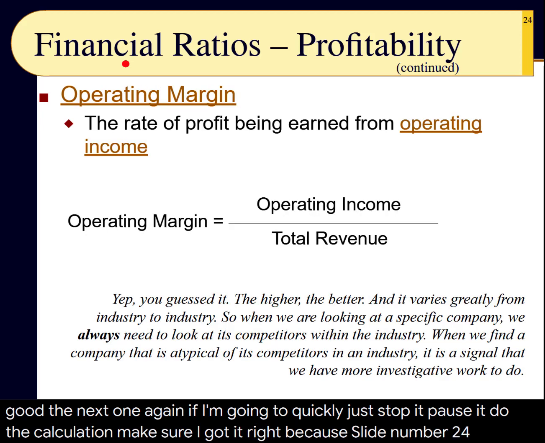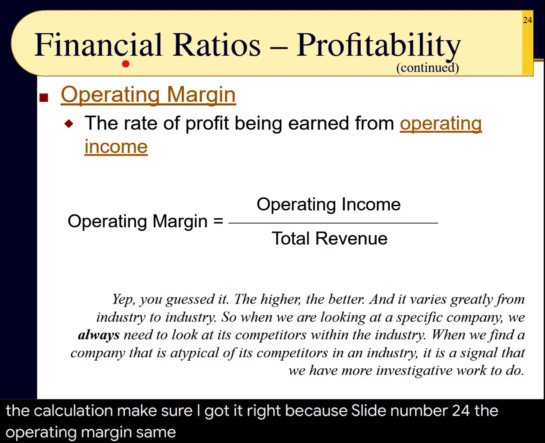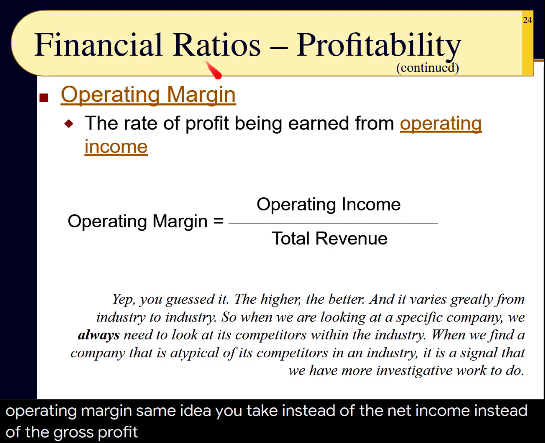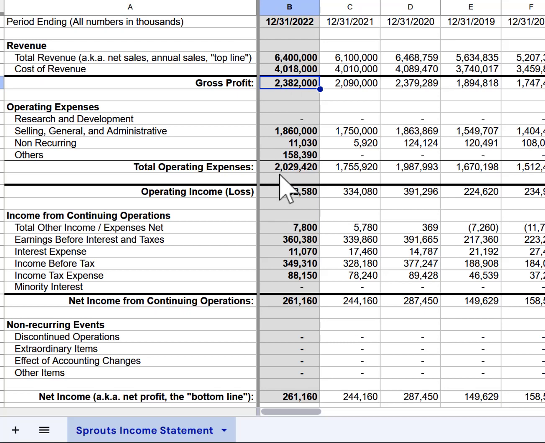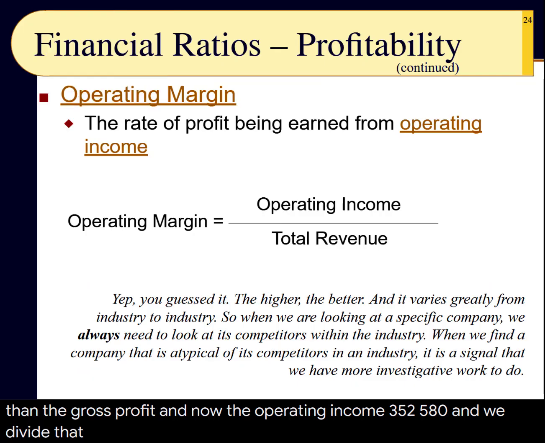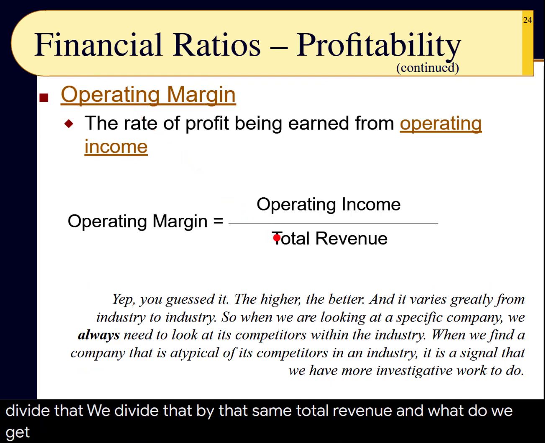Slide number 24, the operating margin. Same idea. Instead of the net income, instead of the gross profit, we take the operating income and divide that by the total revenue. So we go back to our income statement and we go down one more category. There was the top line number, the total revenue, then the gross profit, and now the operating income, 352,580. And we divide that by that same total revenue. And what do we get? 5.51%.